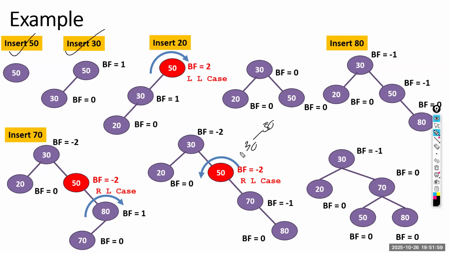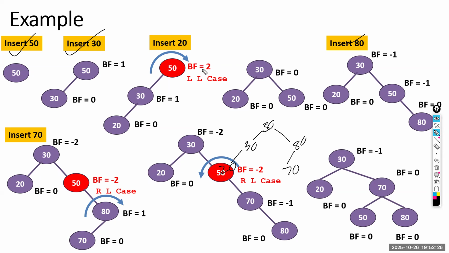Then we inserted 20. Then we inserted 80. Then we inserted 70. Now luckily, even without balancing, this is fine, because here the balance factor is 0, this one is 1, this is 0, this is 1, this is 0. So therefore, this is a very special case, right?